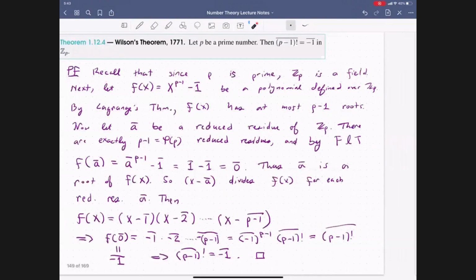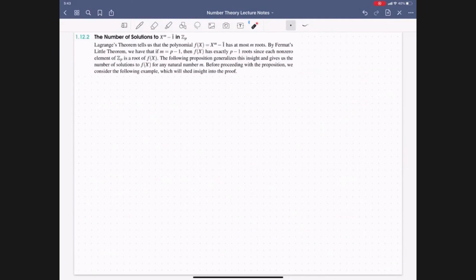So now, we're going to move on and consider the following. We just saw the case of x to the p minus 1. But we could also do this where we take x to the m, for m some other natural number, and consider what happens if we take x to the m minus 1 bar. So we did p minus 1, where we have exactly p minus 1 roots. But in general, Lagrange's theorem tells us that this has at most m roots. So, in the following result, we're going to generalize this to deduce what those m roots are in the integers modulo p.